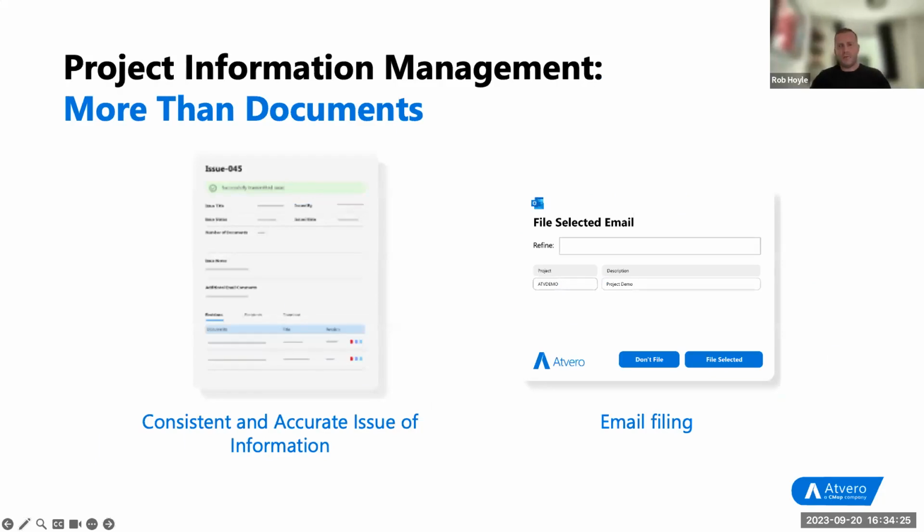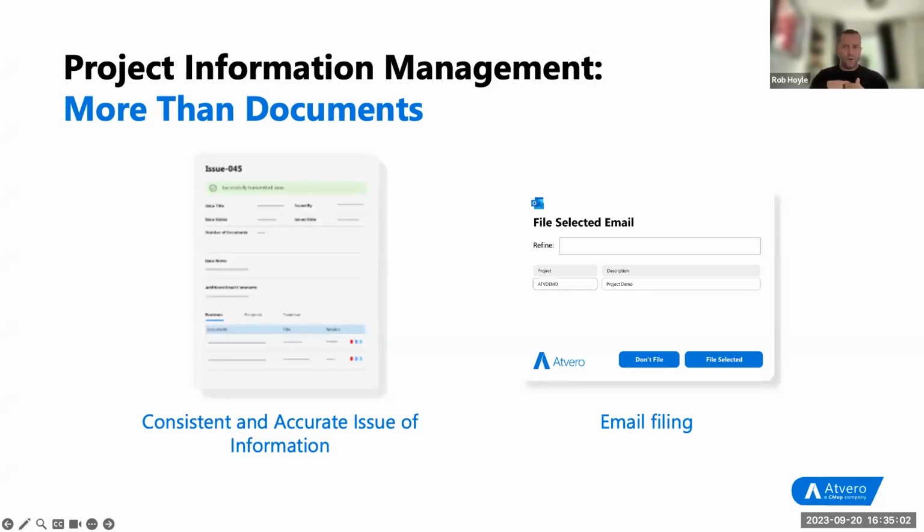Email can be the lifeblood of many projects, with key decisions communicated by email, and frequently documents from third parties are delivered through email. Atvero provides Outlook integration as a fundamental part of what we do. This allows email filing to a common location and provides a shared place to find all of the project-related emails. Atvero also ensures that those emails and attachments cannot be filed more than once, and crucially, that there's no duplication of information in the projects.